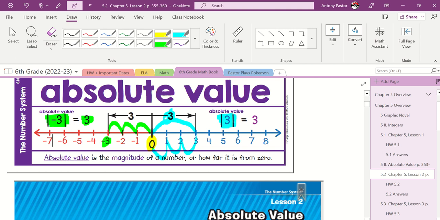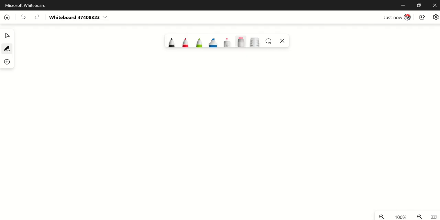So again, the definition of what absolute value is, is how far away that number is from 0. That's going to be your very first thing. You may want to put that in your notes. Absolute value is referring to how far away that number is from 0. So, shortcut. It's easy to remember is this.